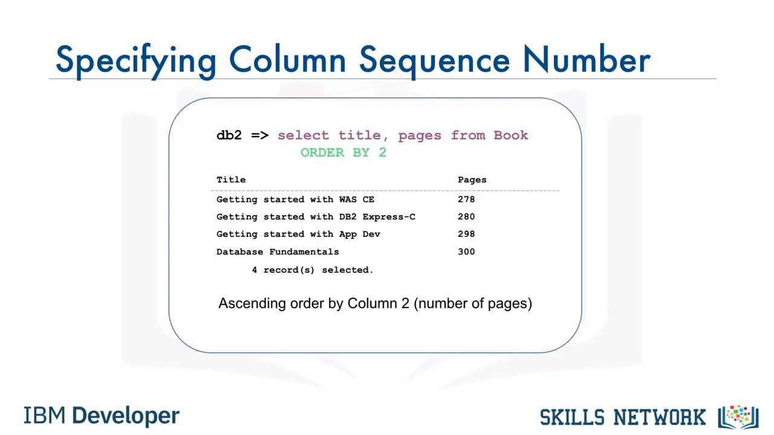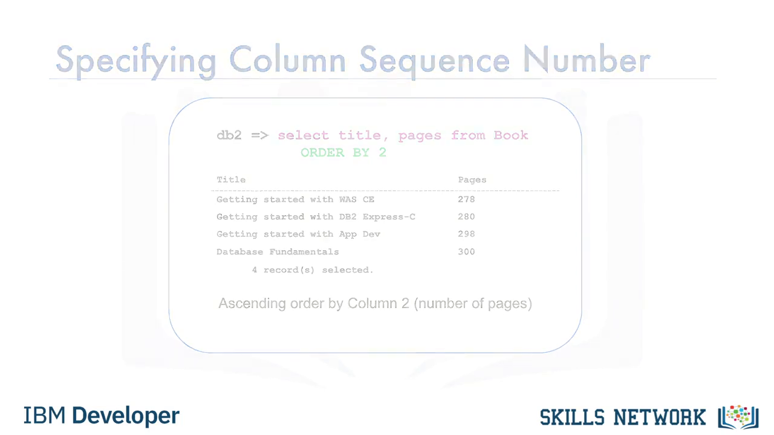In this example, select title, pages from book, order by 2 indicates the column sequence number in the query for the sorting order. Instead of specifying the column name pages, the number 2 is used. In the select statement, the second column specified in the column list is pages, so the sort order is based on the values in the pages column. In this case, the pages column indicates the number of pages in the book. As you can see, the result set is in ascending order by number of pages.